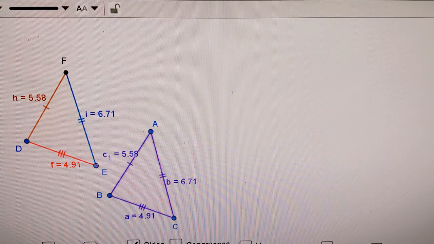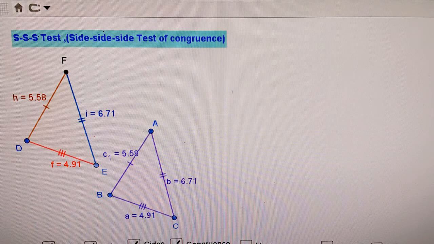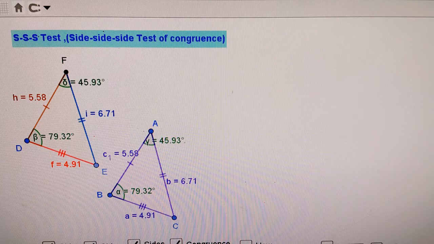It means with the help of three sides of a triangle, we drew two different triangles, and we have seen that both triangles are congruent. By which test? Side test. If these two triangles are congruent, then their corresponding elements are also congruent. See this: angle D is congruent to angle B, angle F is congruent to angle A, and angle E is congruent to angle C.